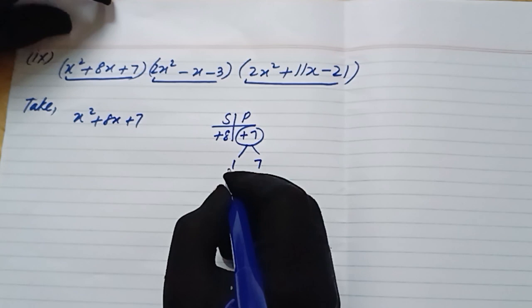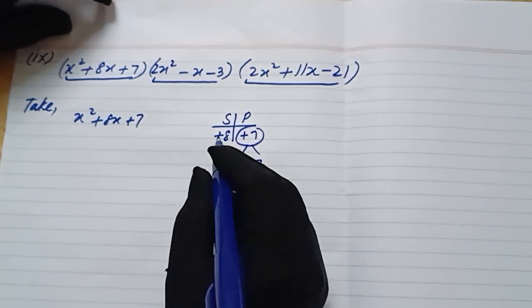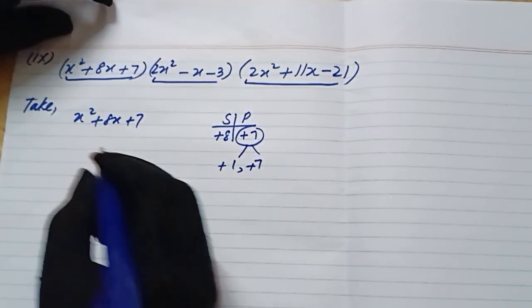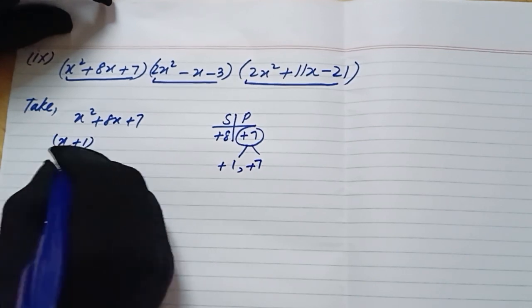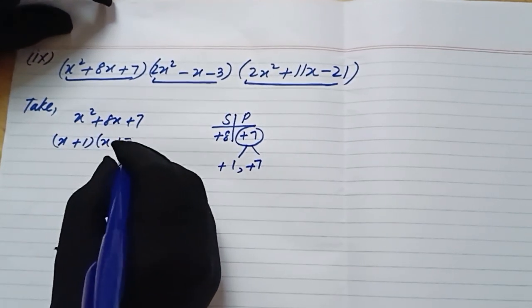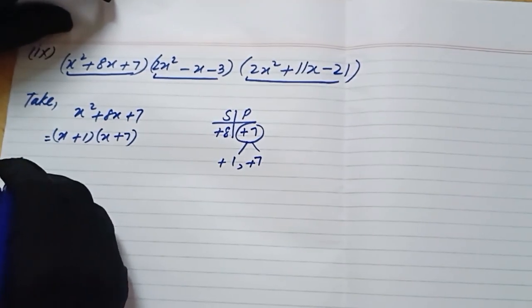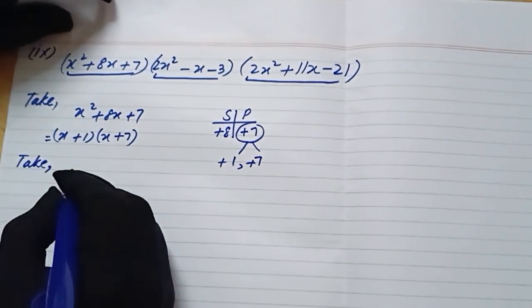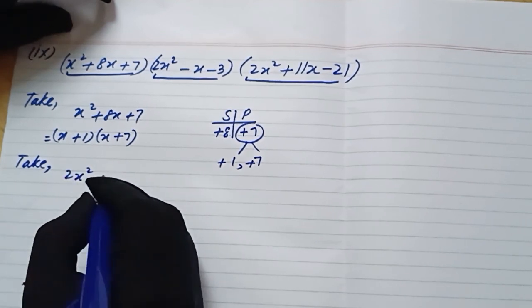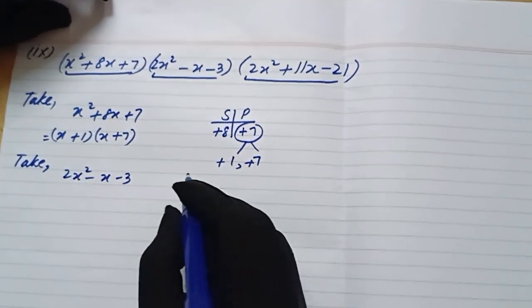So when on adding, the factors are giving this sum number, use the same sign with both. So x plus 1 and x plus 7 are the factors of this. Now another one, take the second expression, 2x square minus x minus 3.